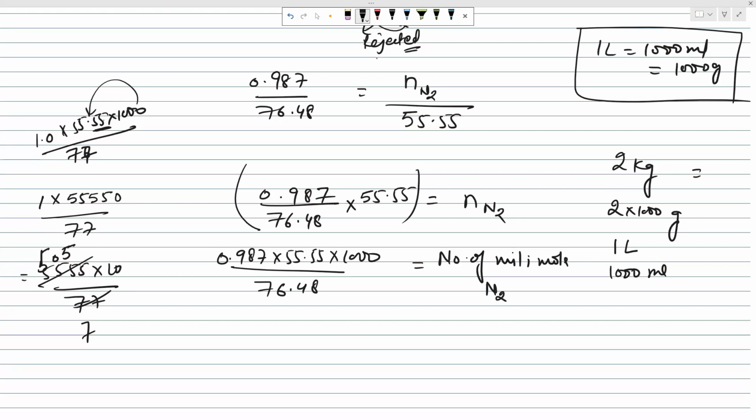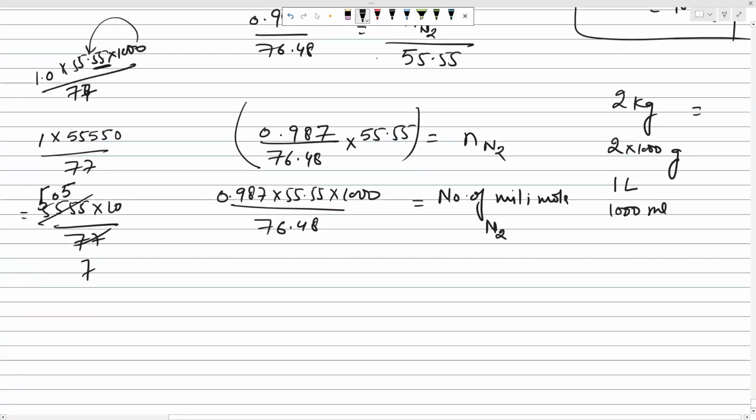Then you divide 5050, multiplied by 10 and then divided by 7. Whatever answer you get, that is the number of millimoles. So what are you going to get? 550.